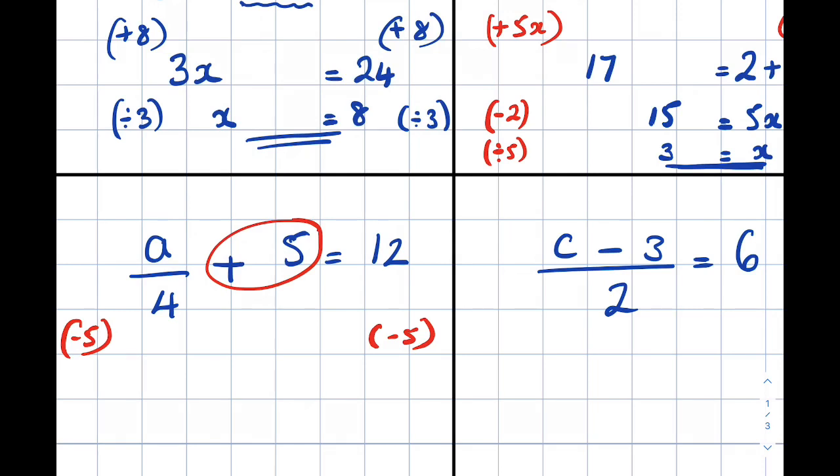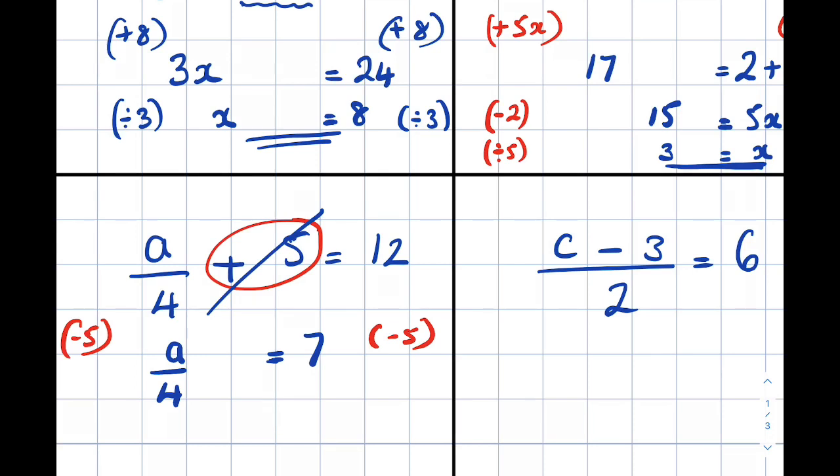When we subtract 5, it'll get rid of that 5. It'll leave us with a divided by 4. Take away 5 from the 12 leaves us with 7. Okay, so a divided by 4 is 7. What is that a? That's what we need to try and work out.